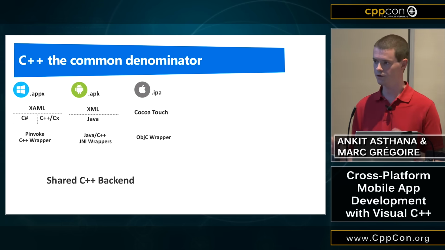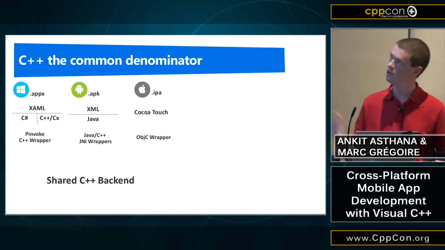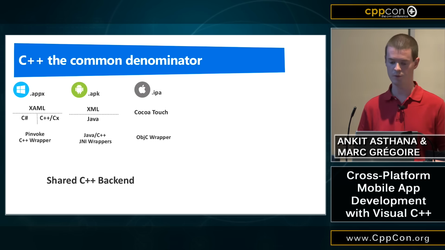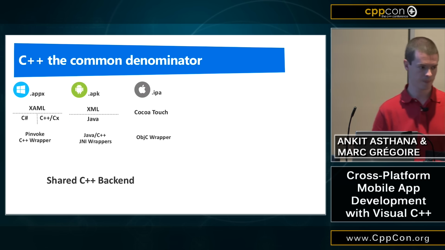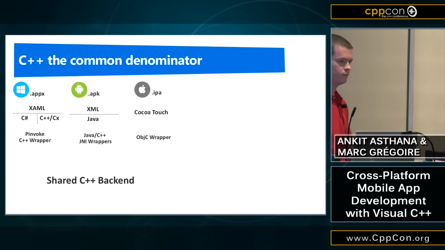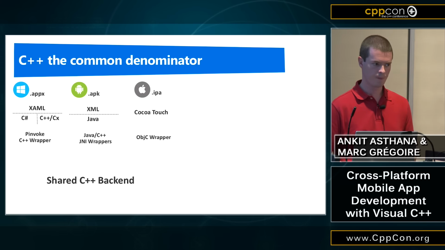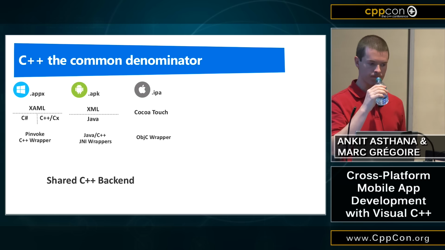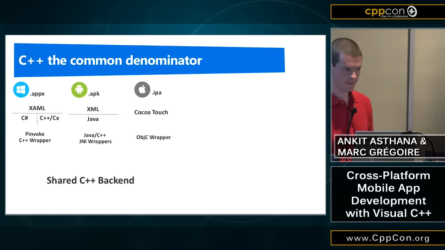And these thin UI layers are connected with the shared C++ backend through P/Invoke for C#, JNI (Java Native Interface) wrappers on Java, and Objective-C wrappers for iOS. You also said that there are also C++ wrappers on the Windows side. Couldn't that also be used indirectly through the C++ CX or C#? And I think C++ CX is based on the old C++ CLI programming model that I think is kind of gone now, or?